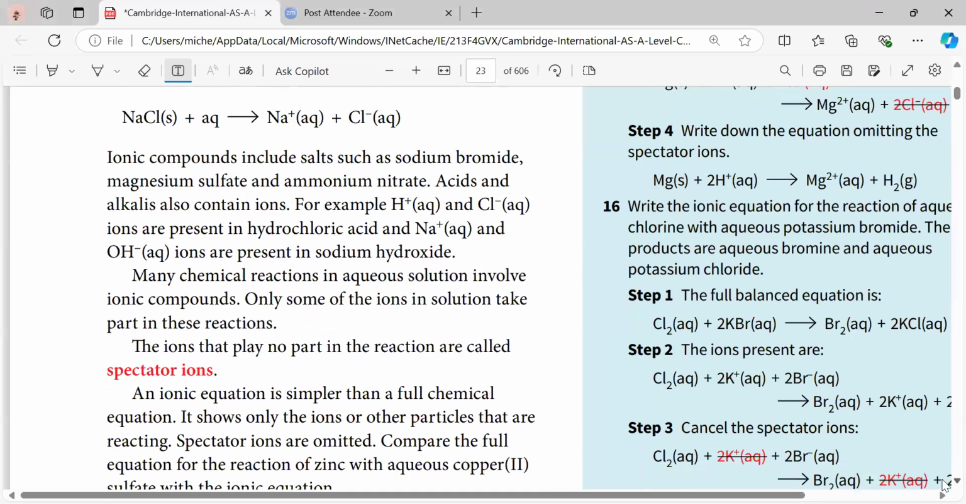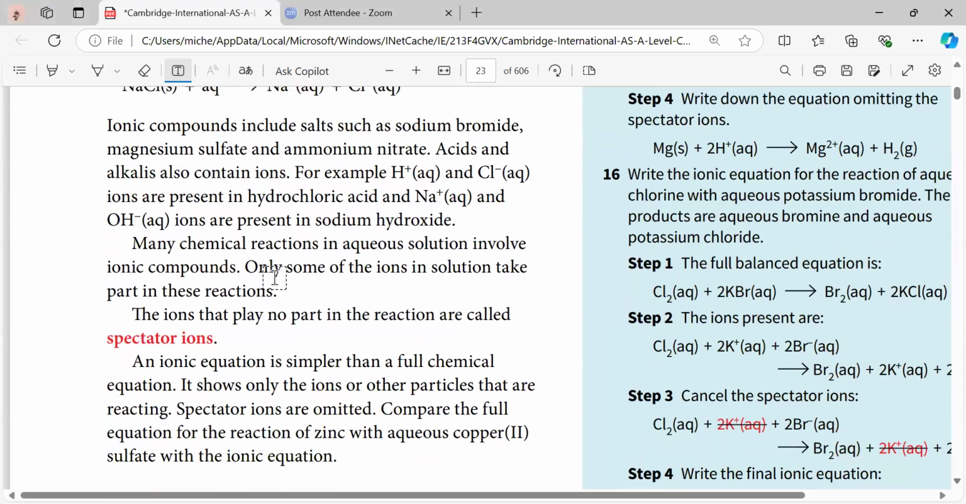Okay. So many chemical reactions in aqueous solution involve ionic compounds. Only some of the ions in solution take part in these reactions. The ions that play no part in reactions are called spectator ions. So this is basically theory.